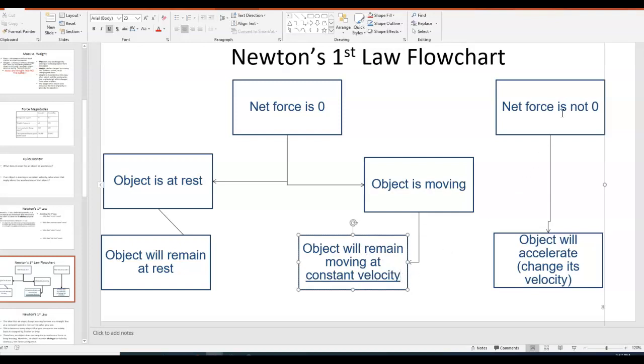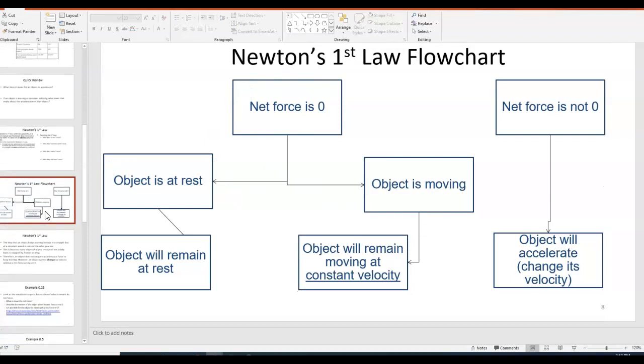Now, what if the net force on an object is not equal to 0? Well, the only other possibility, besides constant velocity, is that the object is going to accelerate. That means the object is going to change its velocity. The velocity is going to increase or it's going to decrease if the net force is not equal to 0. So that is basically Newton's first law. Think of it like a flowchart. This would be really good to add to your notes. Take a look at that. Pause there if you need to take more time to look at this flowchart. We're going to do some examples now.